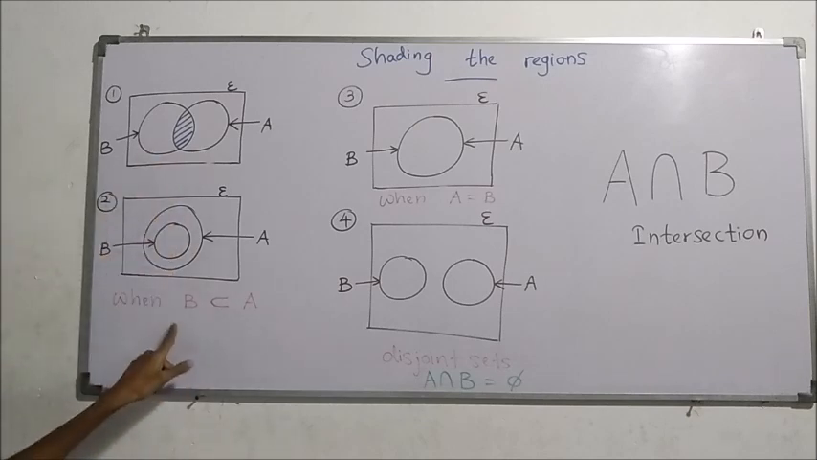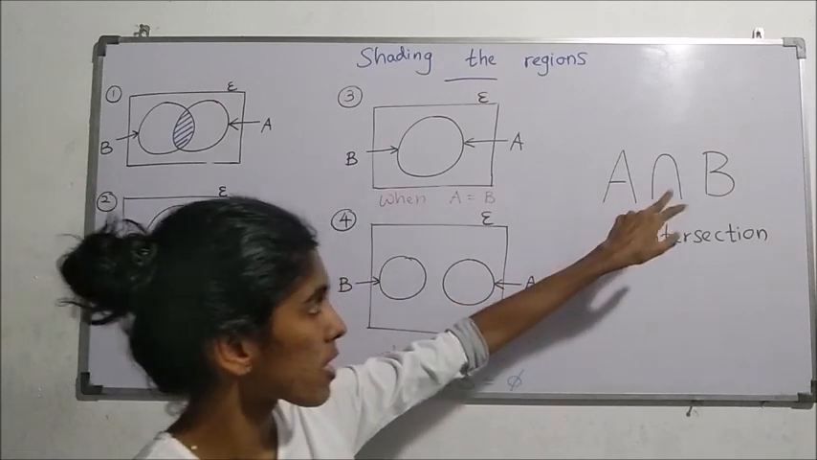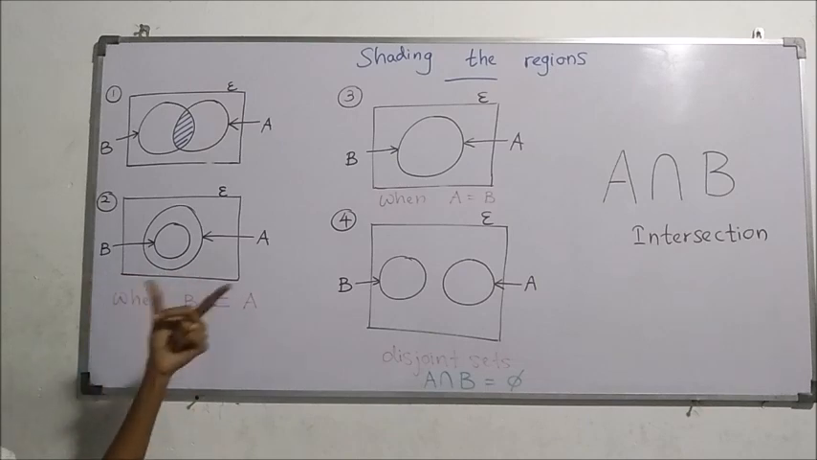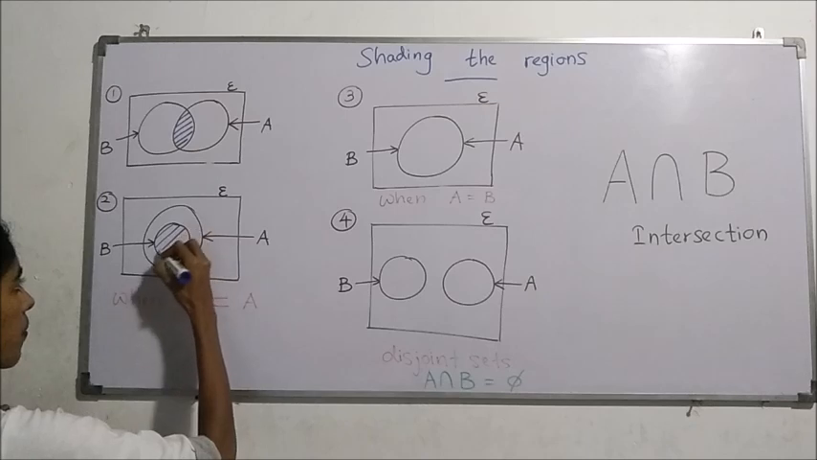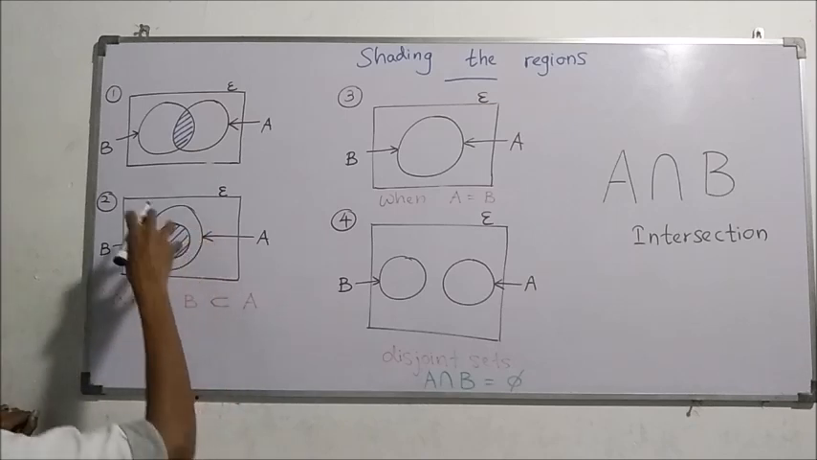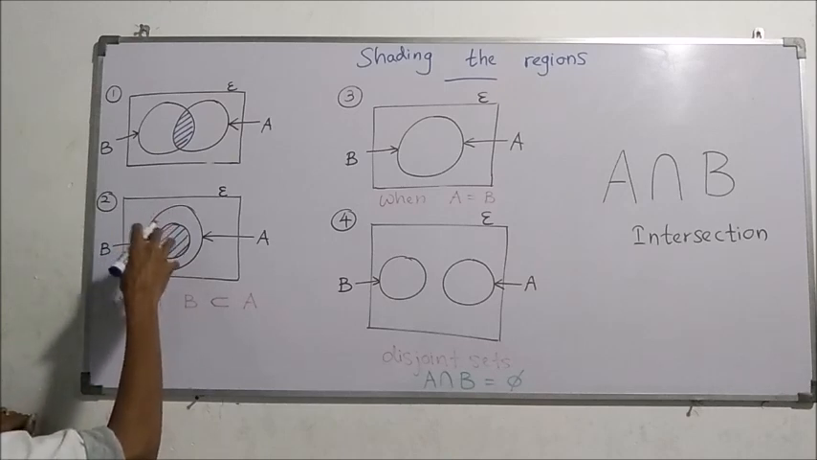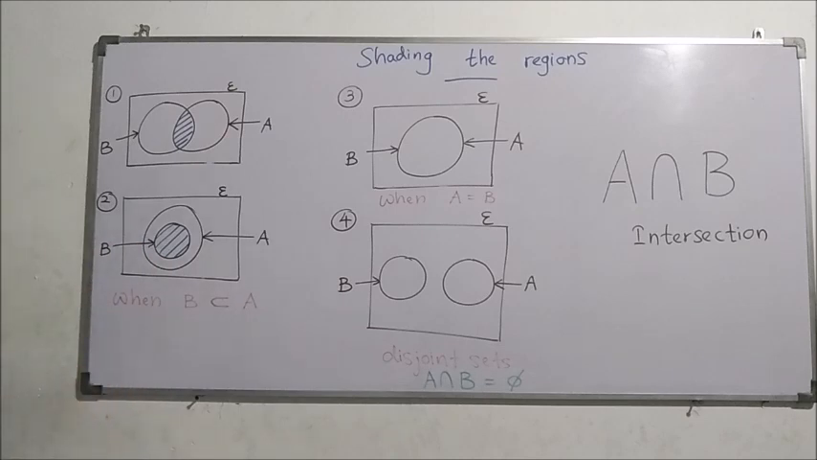Okay, next, when B is a subset of A, what is the common region for both? That means this one should be represented. A intersection B. Where is the common part for A and B both? This set B completely. All the elements in set B belong to set A also. So that part is the common region for both B and A. So this is the intersection of A and B.